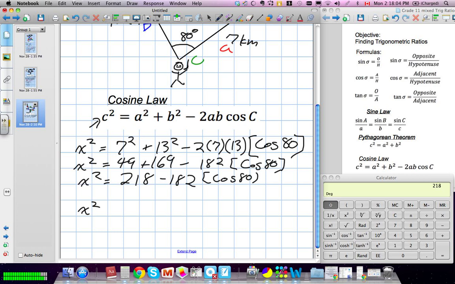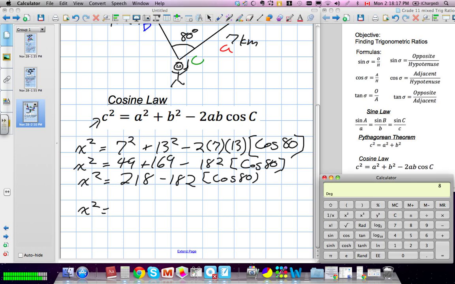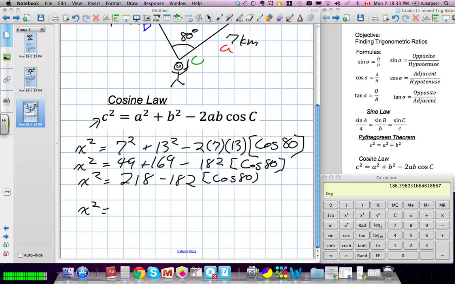Actually, what I'm going to do is I'm going to do this all in one step on the calculator. Many of you guys can do that. So what I would do, we're going to look for 80 cos times 182, the negative value of it, which is equal to, and I'm going to be adding 218 to this. So plus 218 gives me 186.39.